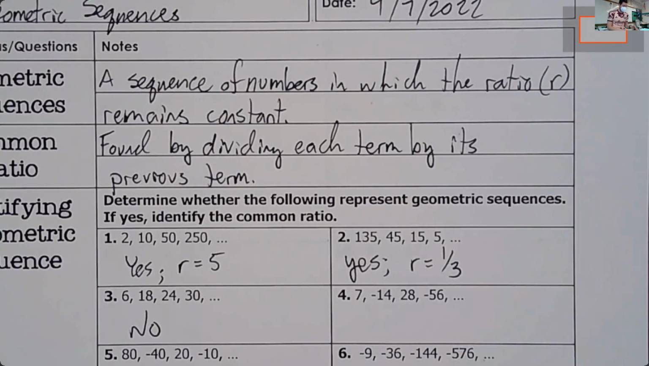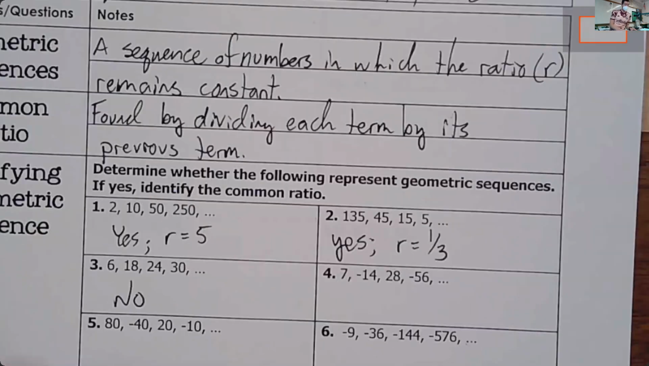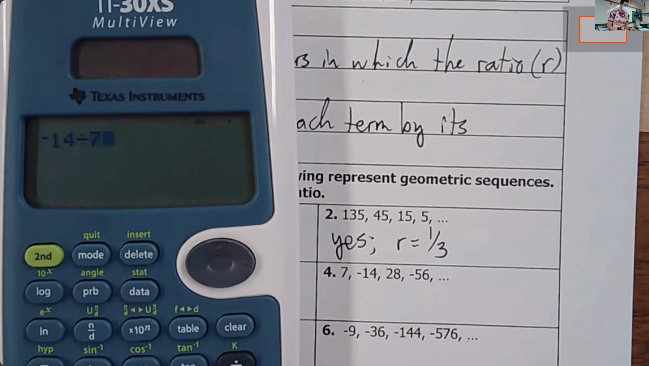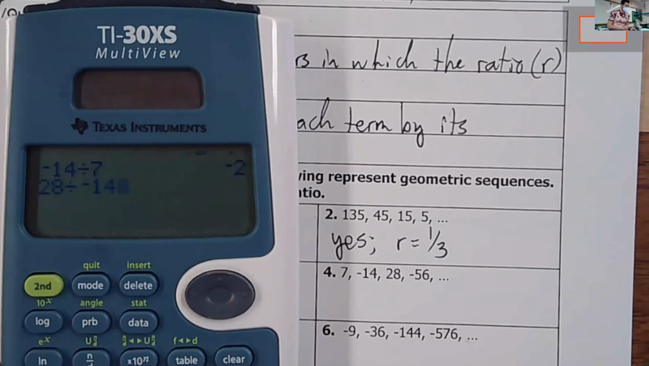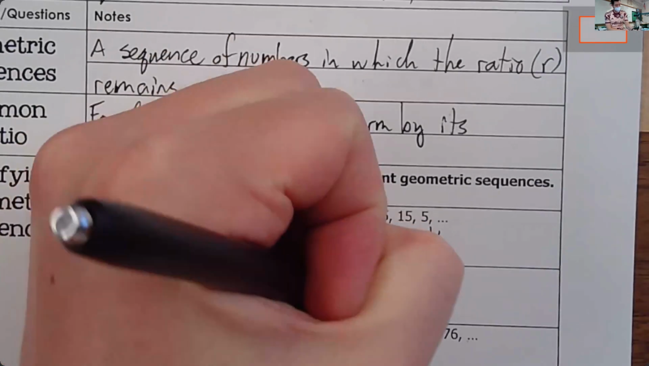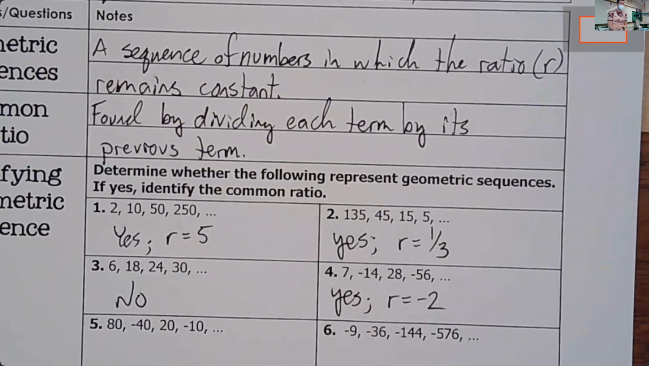All right, next one. If there are negative values, make sure you include those negative values. So this one here, negative 14 divided by 7 is negative 2. 28 divided by negative 14 is negative 2. Negative 56 divided by 28 is negative 2. So the result is the same each time. It gives us negative 2. So the answer is yes. And that common ratio is the answer to the division for every single one, which is negative 2.